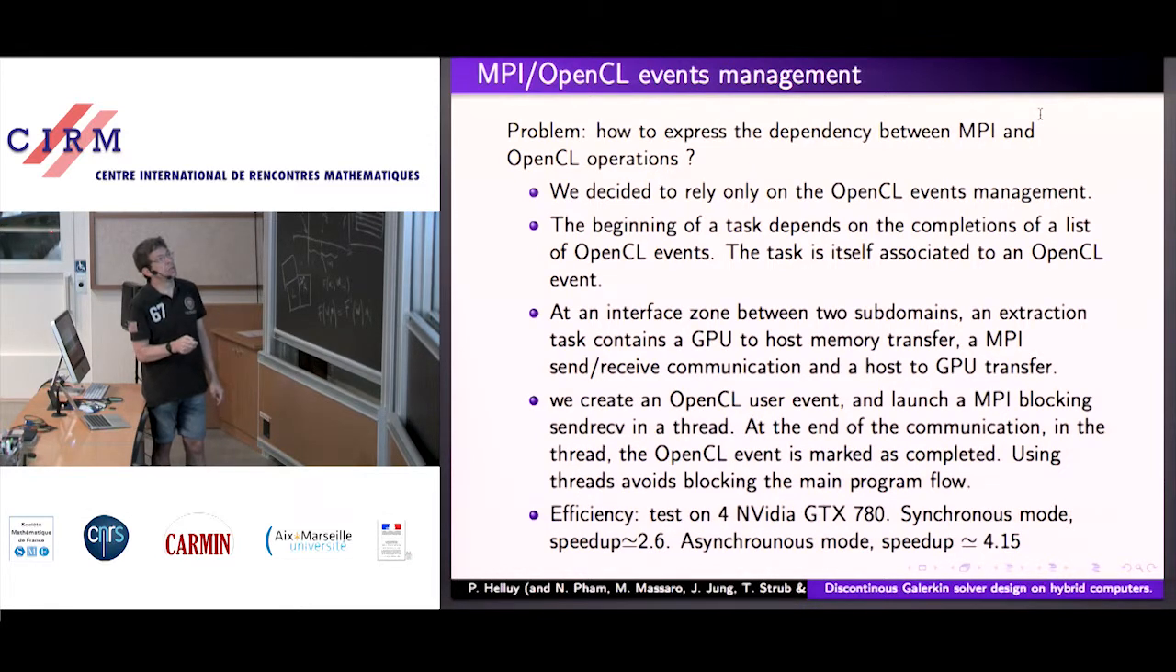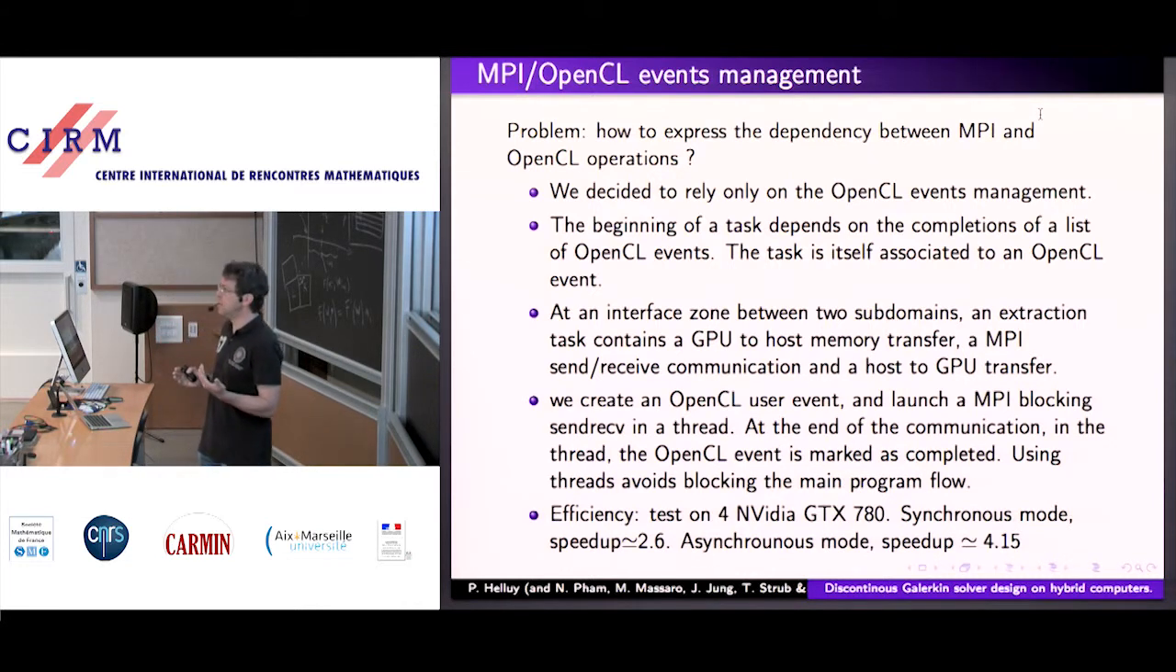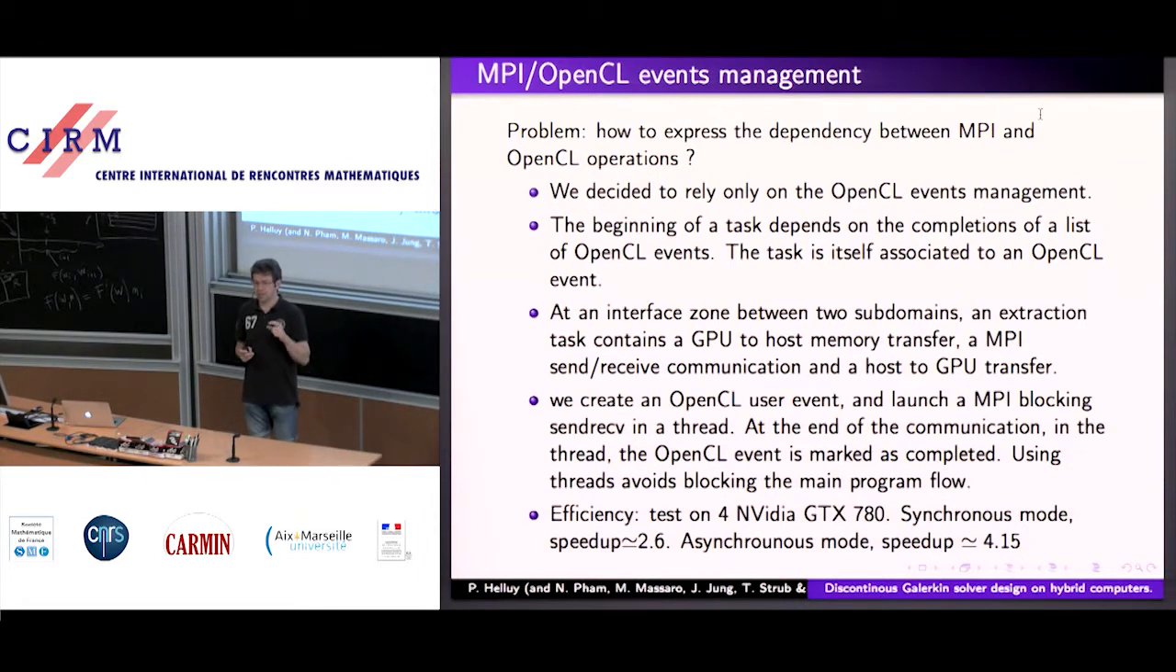Well, yes, we decided to launch the MPI communication in threads. So it's very strange, but the idea is that you launch a thread, and in this thread, you launch the MPI communication. So the main flow of the program can go on because it's sent into a thread. And at the end of the communication, you update an OpenCL event that will trigger other computation. This approach allows us to describe completely the main flow, and communications are performed in threads.